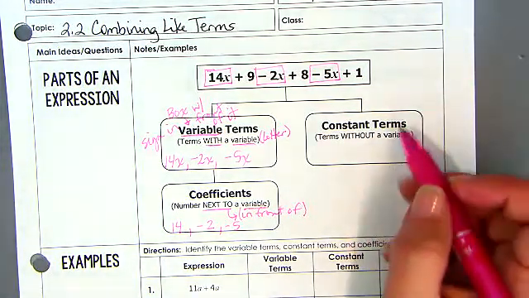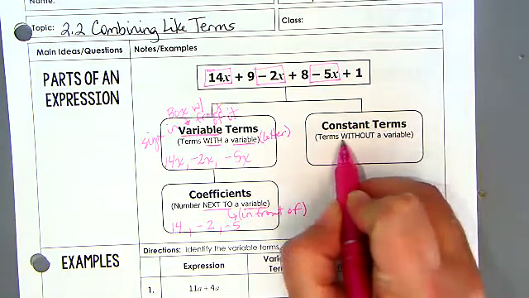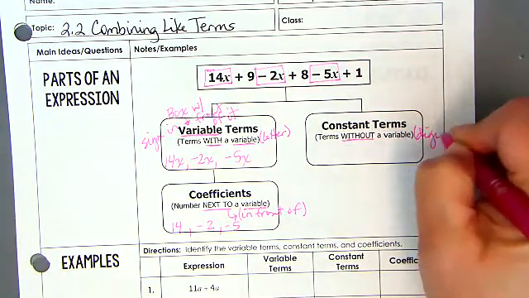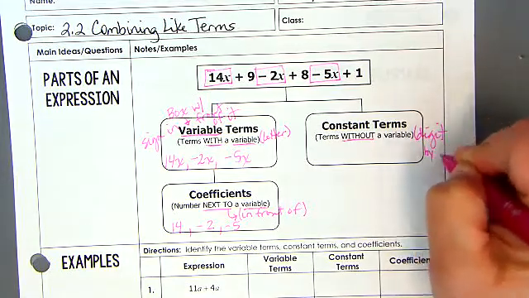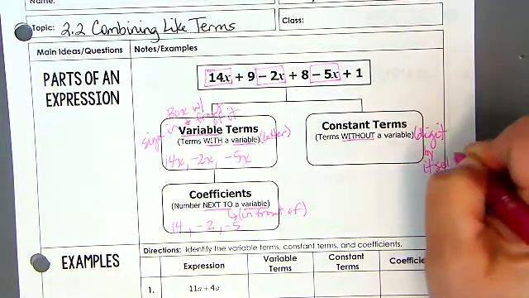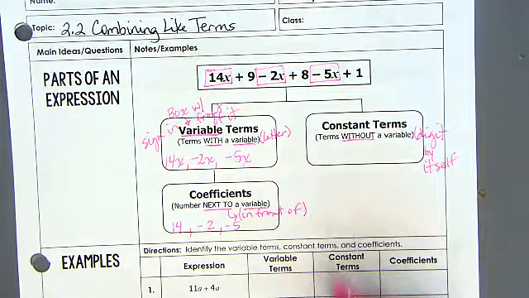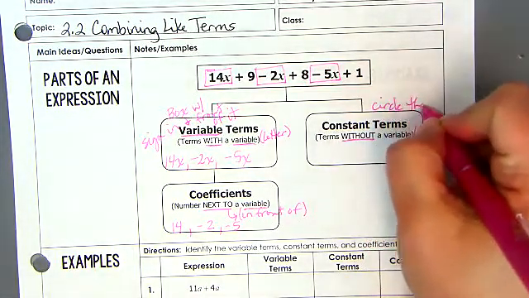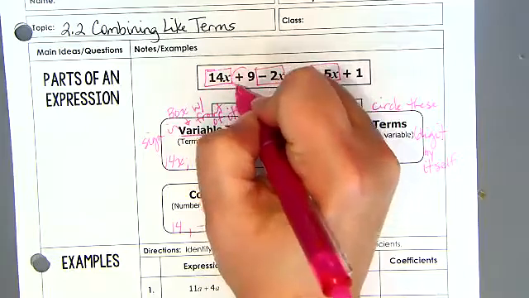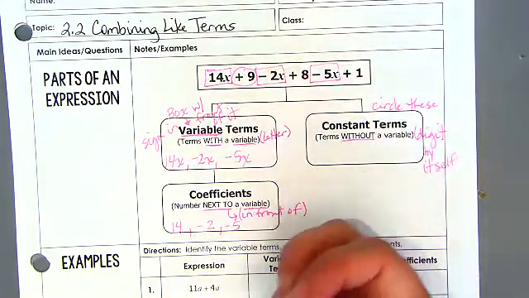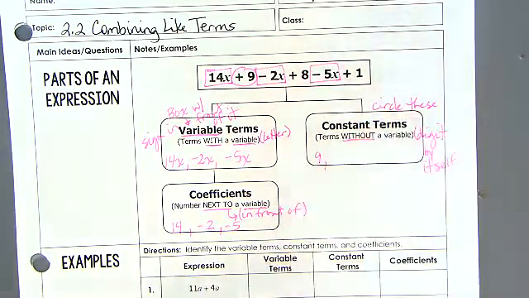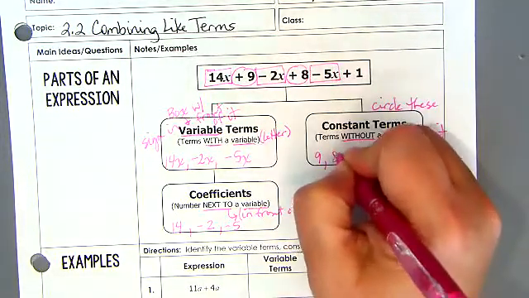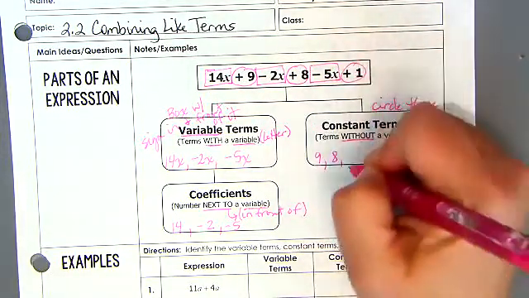Next set of numbers is constants. It's the terms without a variable. It's the digit by itself. So for instance here, and I'm going to circle these. Now that's a positive 9. I don't have to write the plus 9 because when I just write 9, I know it's positive. And then I have a positive 8 and then a positive 1.